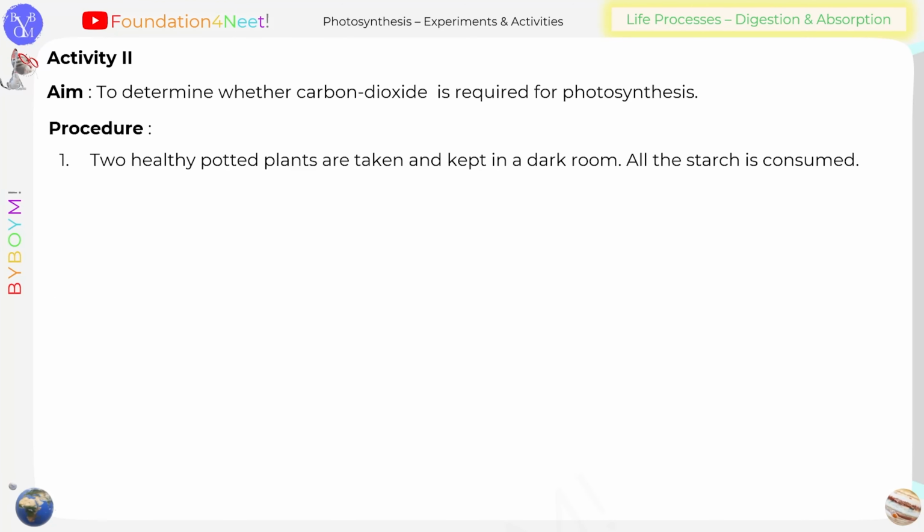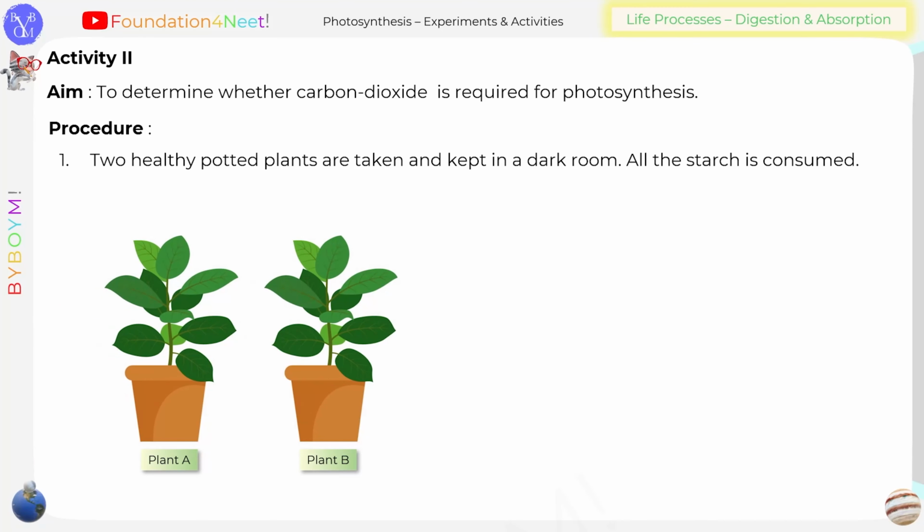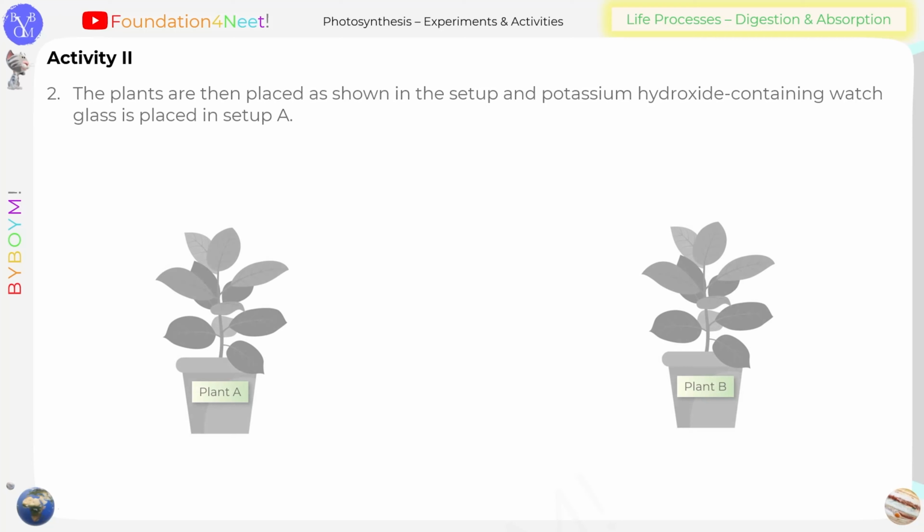Now moving on to the second activity. Now the aim is to determine whether carbon dioxide is required for photosynthesis. The first was to determine whether chlorophyll was required. Now we are making sure whether carbon dioxide is required. So the procedure is to take two plants and we keep them in a dark room. Again, what would happen? All the starch in the plant would be used up.